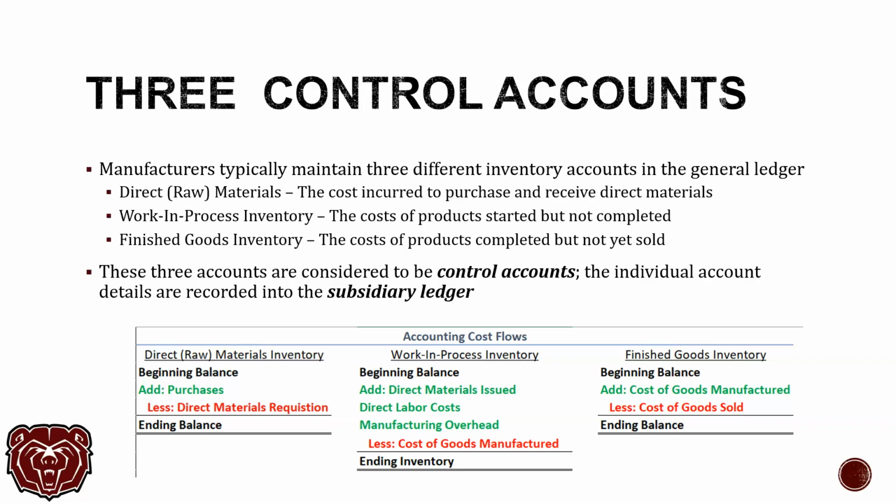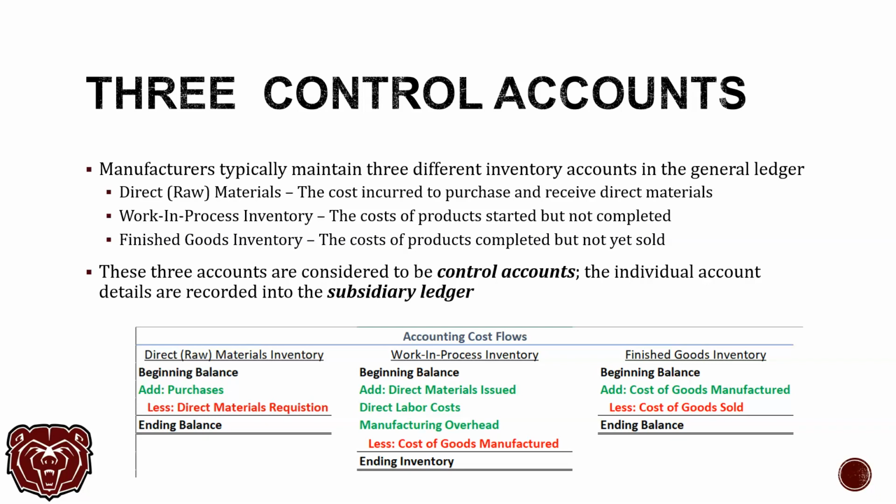And then finally you have finished goods. These are the completed tables that you can sell but you've not sold them just yet. So finished goods are available to sell but we haven't sold them. Okay. As I mentioned earlier, these 3 accounts, they're considered to be control accounts. Okay, the individual account details, we would record those in the subsidiary ledger.